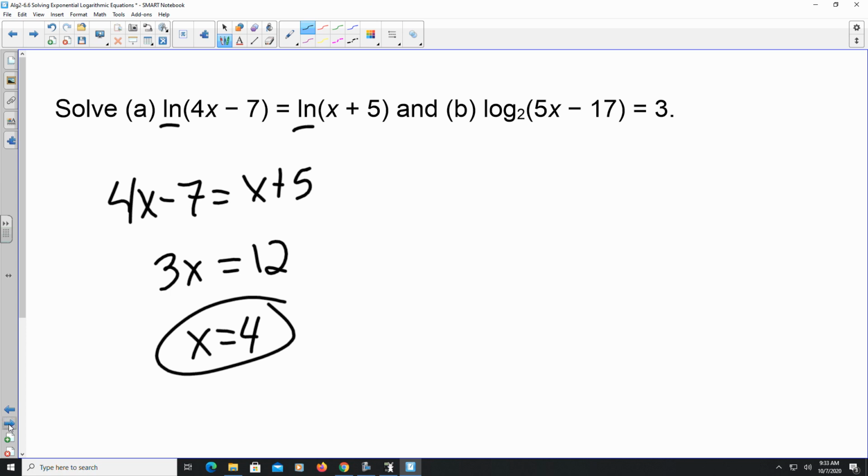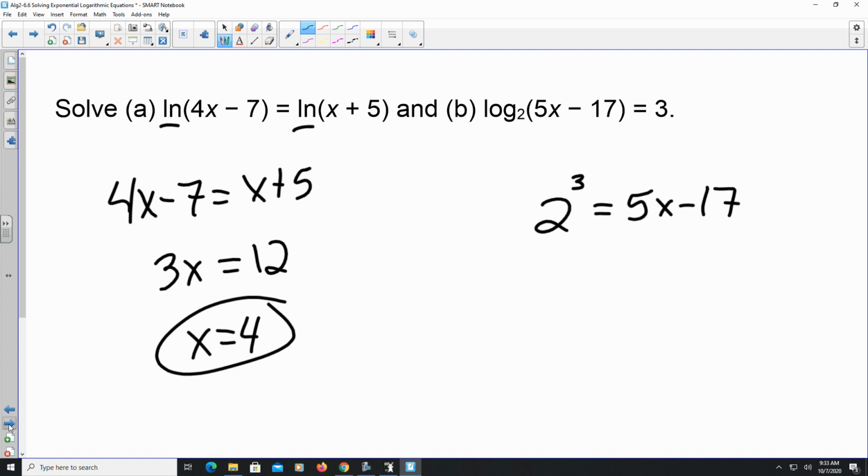In part B, I have log base 2 of 5x minus 17 is equal to 3. Well, only one side has the log. All right, the other side just has a value of 3. So can't use that property, but what we can do is let's put it into exponential form. So let's bomb it. So my base is 2. My outside is 3, so it's going to be raised to the third power. And this is going to be equal to the middle, which is 5x minus 17.